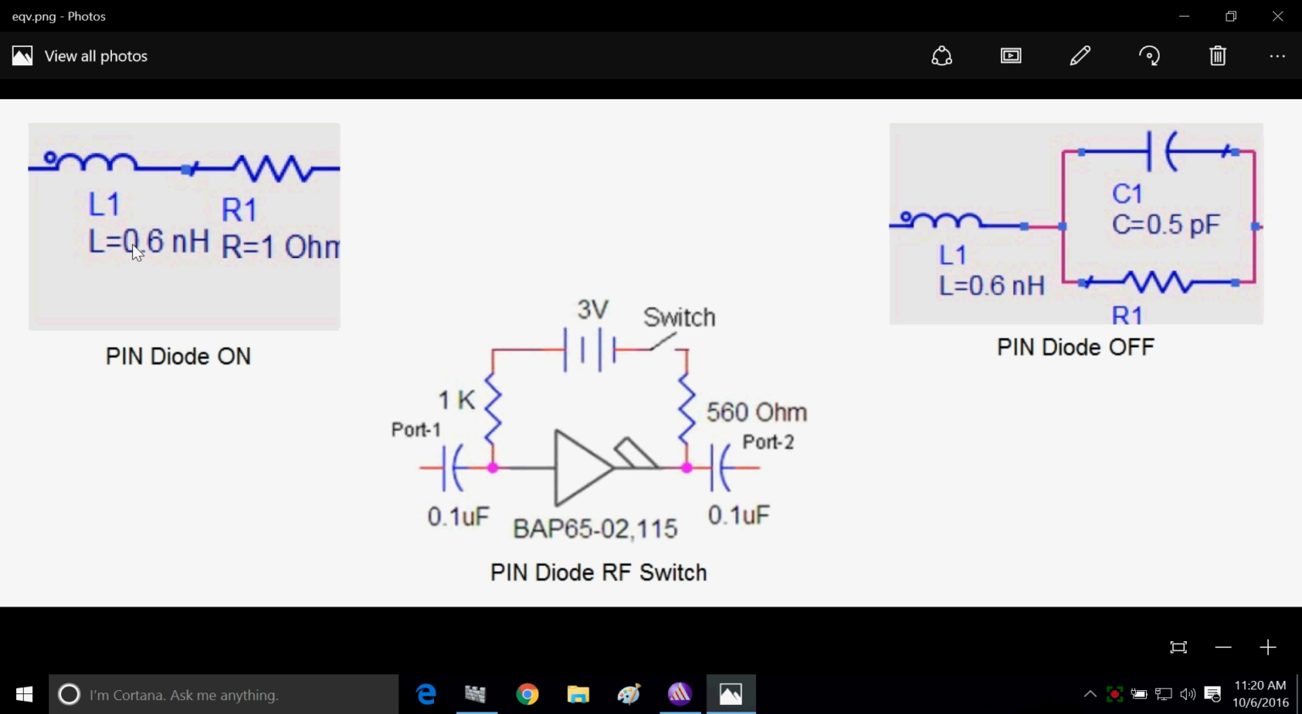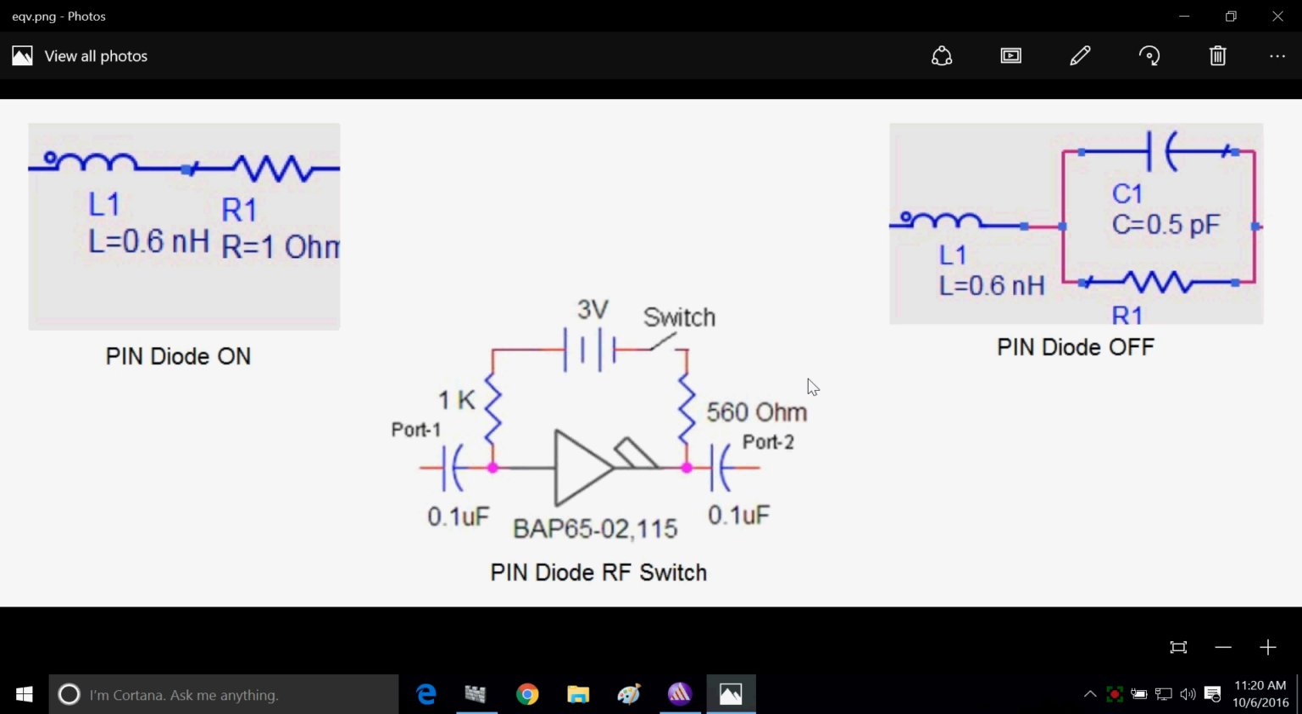In on state, a PIN diode behaves like a series combination of an inductor with a resistor. In off state, a PIN diode behaves like a series combination of an inductor with a parallel combination of resistor and capacitor. These parasitic values, the inductance, capacitance and resistance values, you can get from the technical data sheet of a particular diode.